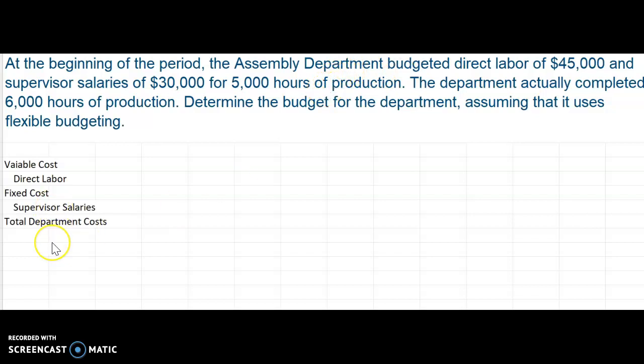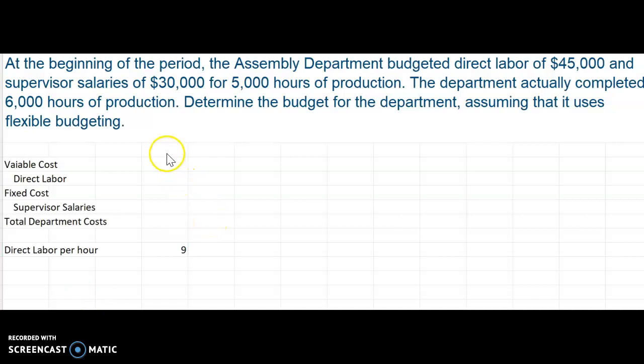So our variable cost for direct labor is going to be, well, it was originally budgeted at 45,000, and that was for 5,000 hours of production. So what we need to do is see how much that was per hour. So what was the direct labor per hour at our original budget? So we had 45,000 and for 5,000 hours of production, so that would be $9.